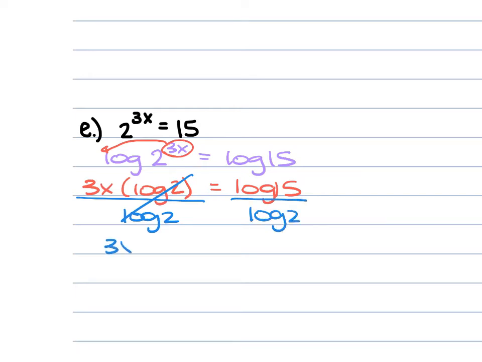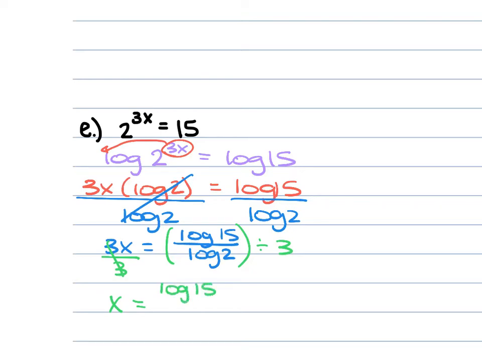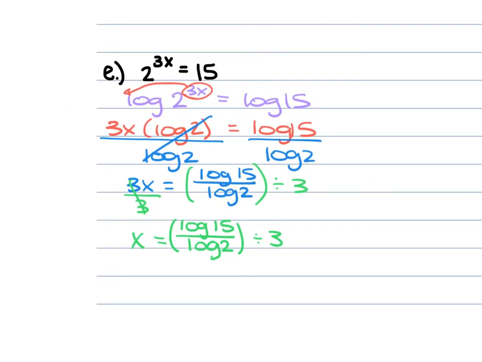And then we have 3x is equal to log 15 divided by log 2. From here, we are going to divide each side by 3. So in your calculator, we're going to type in log 15 divided by log 2 divided by 3. First, log 15 divided by log 2 gives us 3.968, and so on. If we divide that by 3, we get x is equal to 1.30.